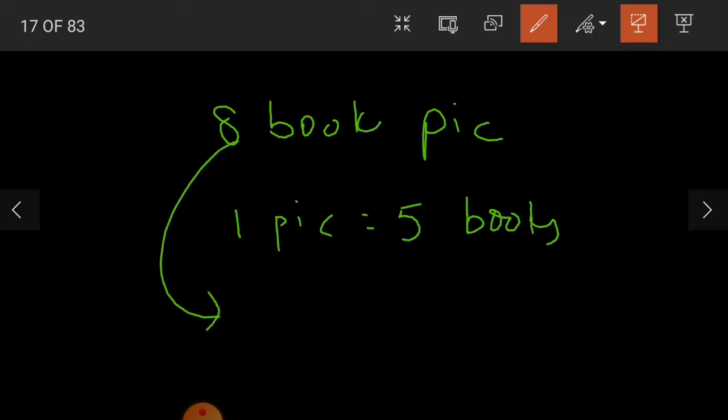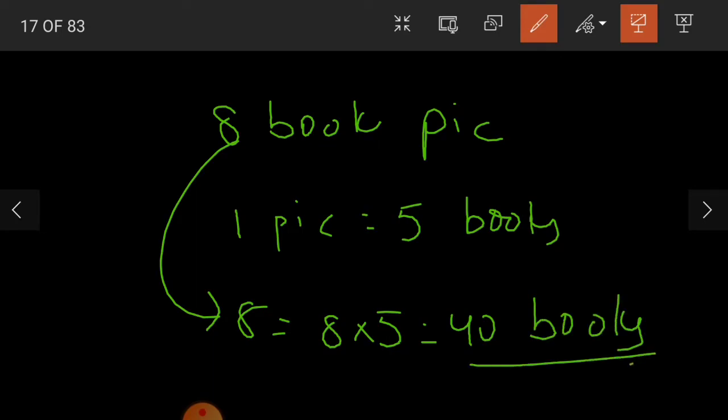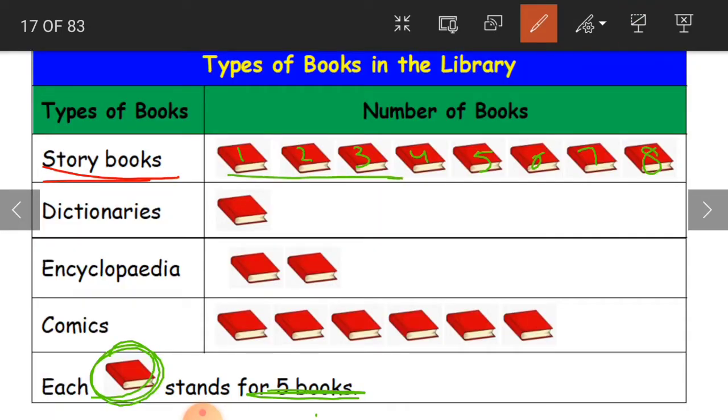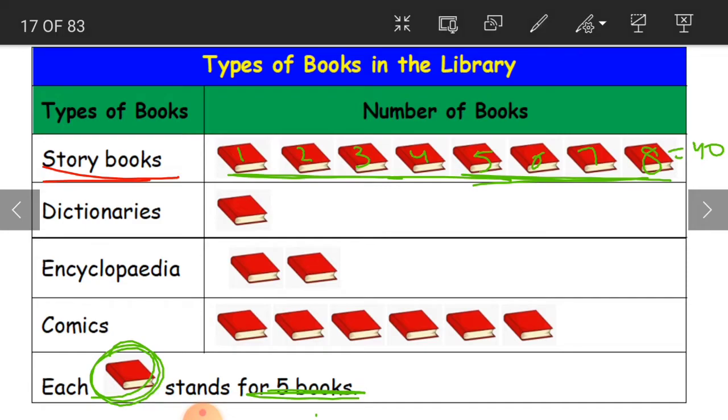So now 8 pictures is equal to how much? 8 into 5, that is equal to 40 books. Even though we are seeing only 8 book pictures here, what is its actual value, children? What is it representing? It is representing 40 books.